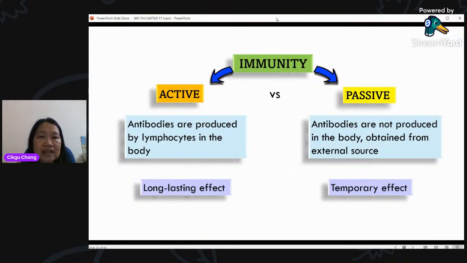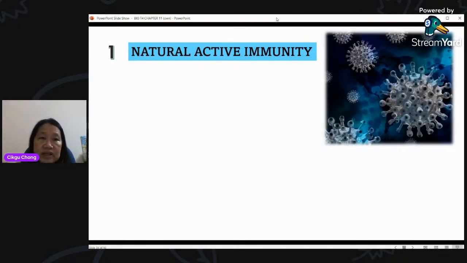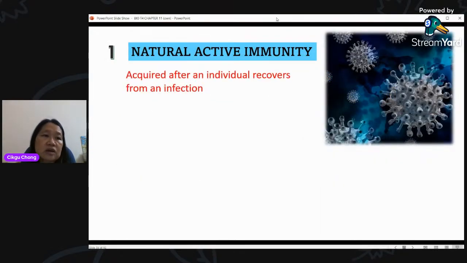Okay, next one. Now let's look at the first one, natural active immunity. This is acquired after an individual recovers from an infection. So there's no other way about it.